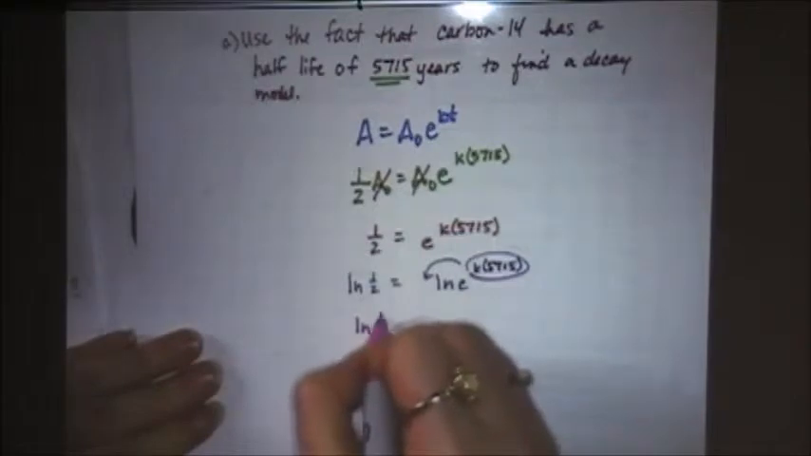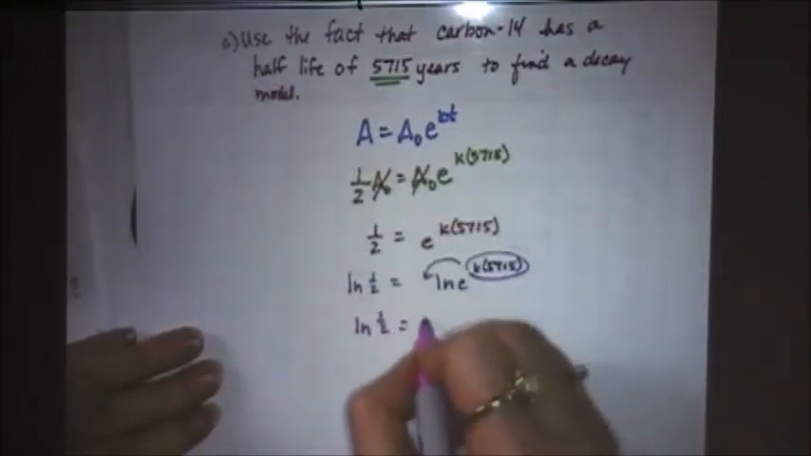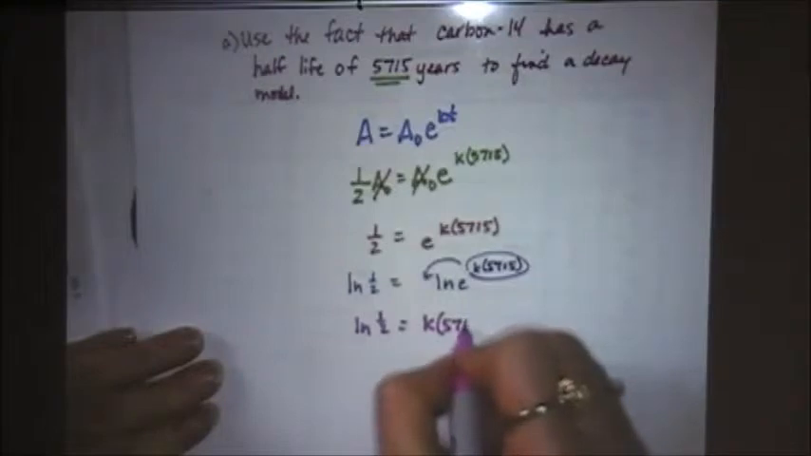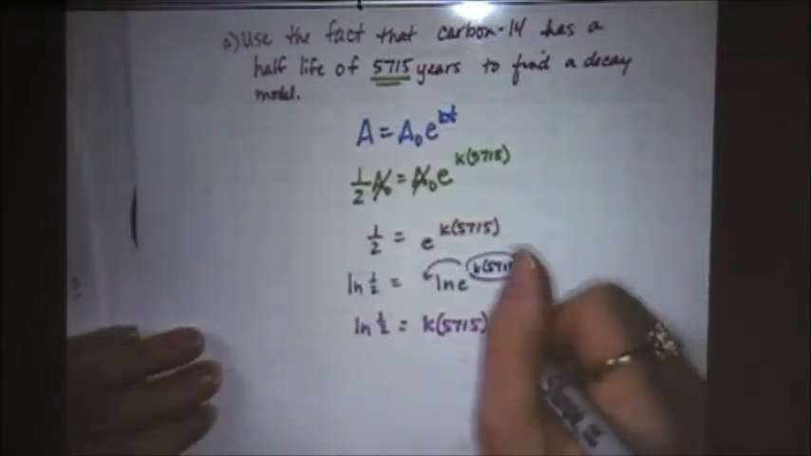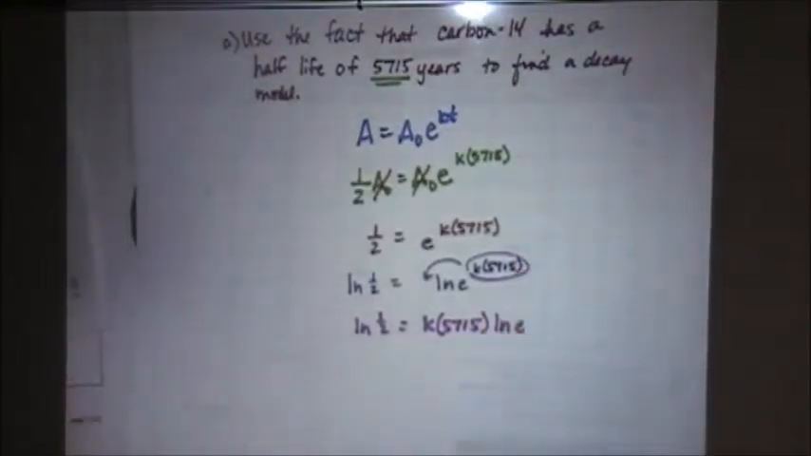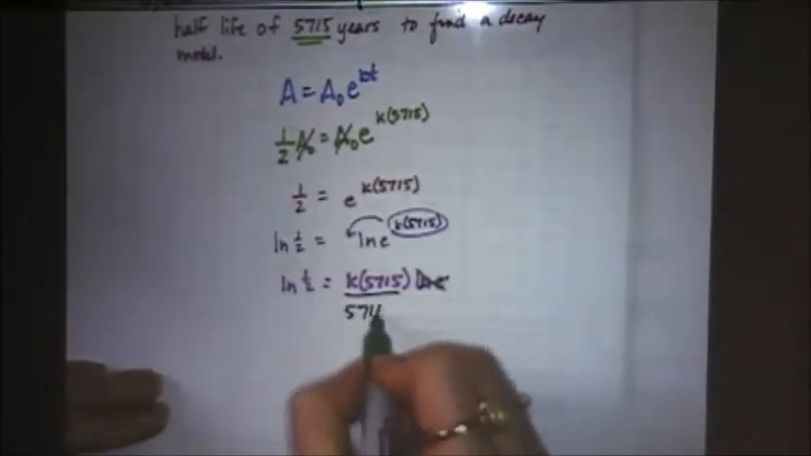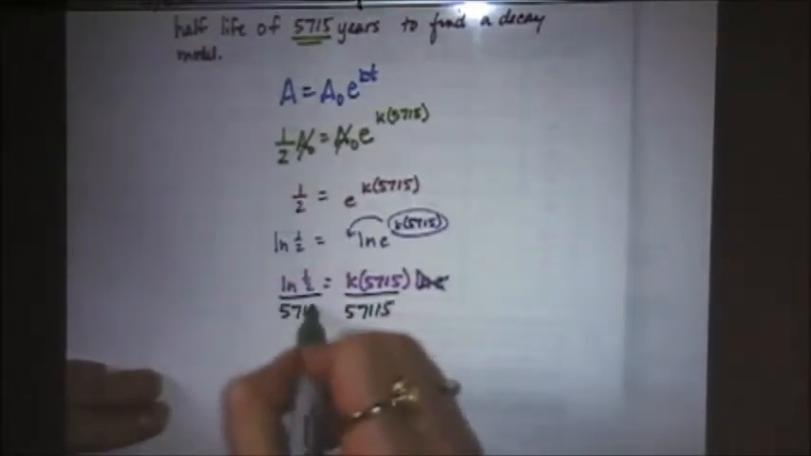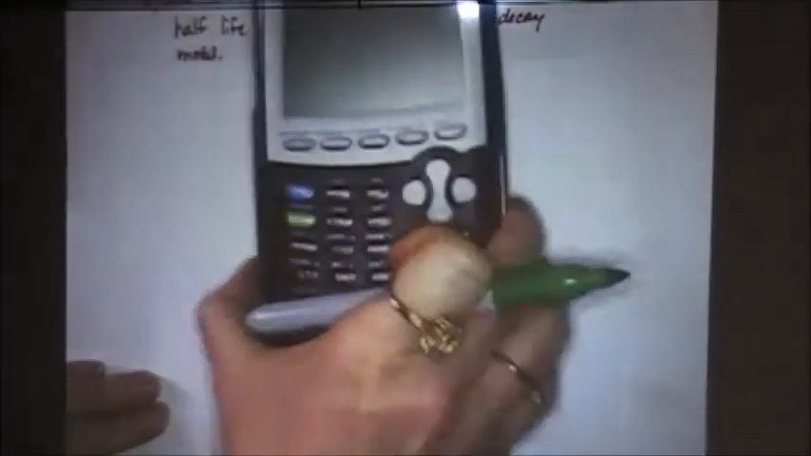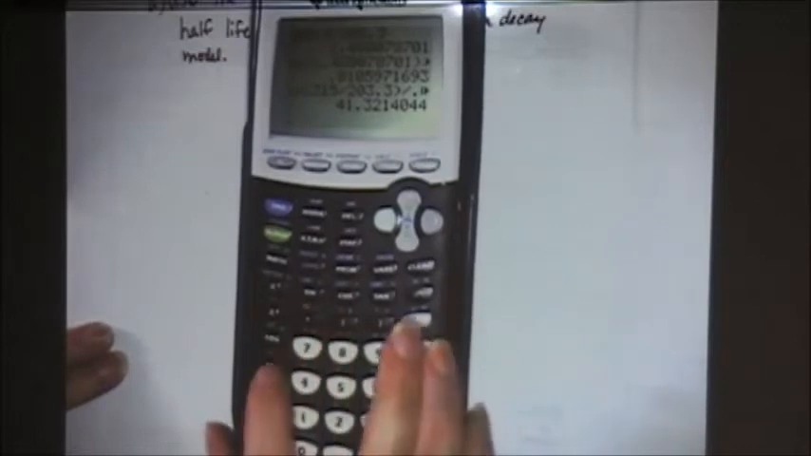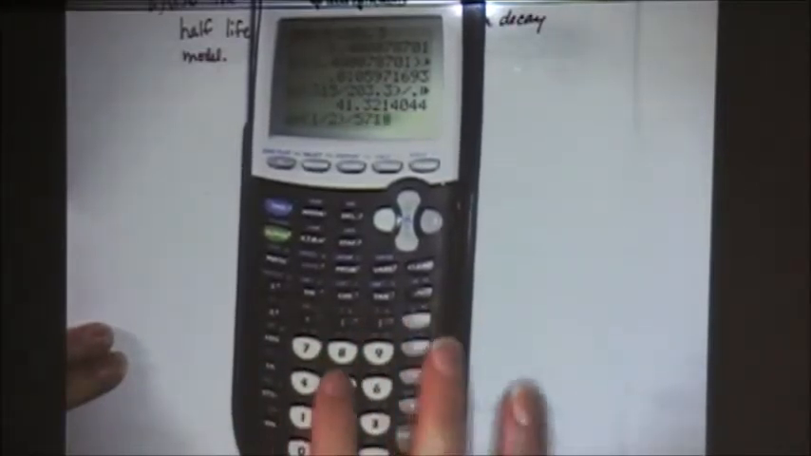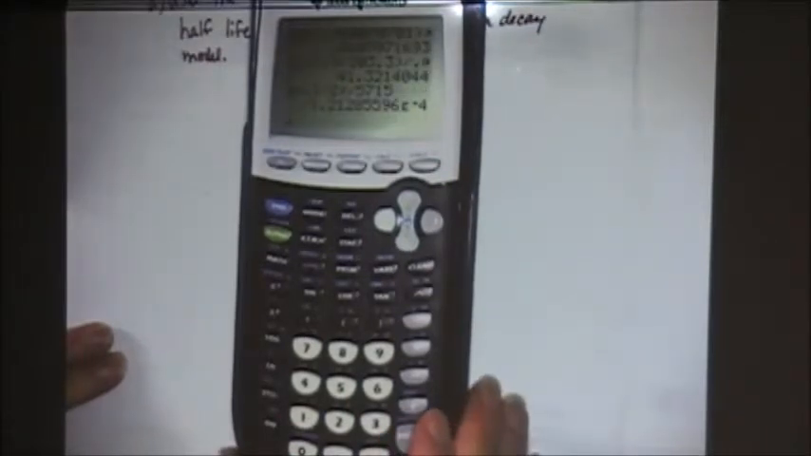So I have natural log of 1/2 equals k times 5,715 natural log of e. We all know what happens to natural log of e. It cancels. And now I'm going to divide both sides by 5,715. So I'm going to plug that into my calculator. Natural log of 1/2 divided by 5,715. And I get this value.